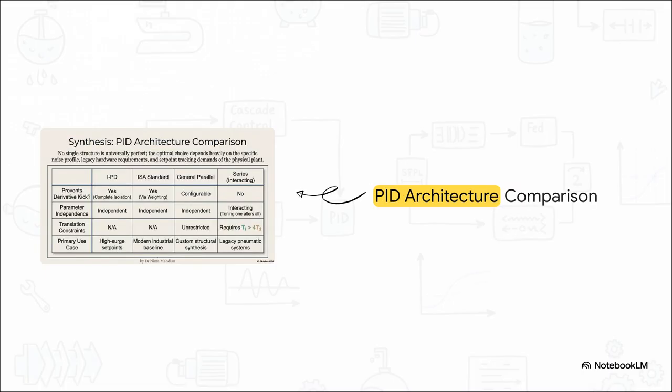So let's synthesize our analysis by comparing these PID architectures directly. No single structure is universally perfect. The optimal choice depends heavily on the specific noise profile, legacy hardware, and setpoint tracking domains of your actual physical plant. I-PD provides complete isolation to prevent derivative kick and handles high surge set points beautifully. The ISA standard prevents kick via weighting and serves as the modern industrial baseline. General parallel is fully configurable for custom structural synthesis, and finally, series does not inherently prevent kick. It features interacting parameters, and it's primarily utilized when interfacing with legacy pneumatic systems.